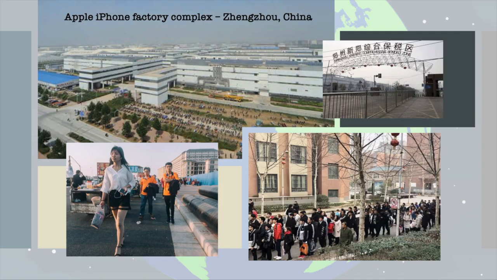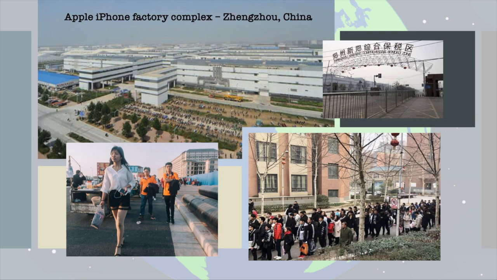Let's talk about another example now. Offshoring, and this is the Apple iPhone factory complex in China. Apple is an American company. Everyone knows Apple all over the world. And their iPhones, about 50% or more of their iPhones are made here in China at this location. They've opened this up in the past few years. It is a huge complex, as you can see.